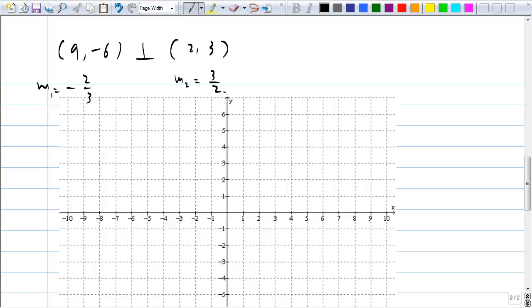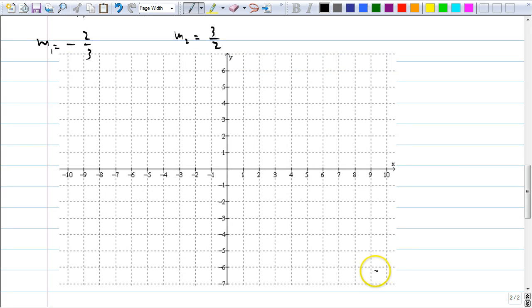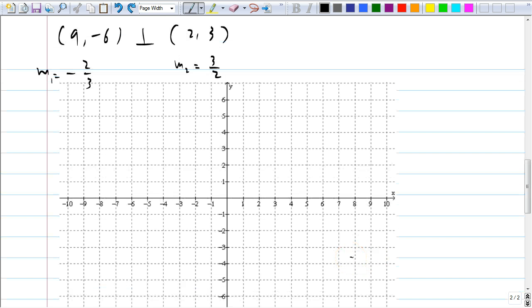Oh, actually, this does not represent the actual point 9, negative 6. It doesn't. This is a vector. So you don't start at 9, negative 6. It has nothing to do with the actual point 9, negative 6. Do you guys understand? It doesn't mean this point 9, negative 6 at all. Okay? It just means this vector has the direction 9, negative 6. And we could also find the magnitude. Does that make sense? So that's what I want you to be aware of.